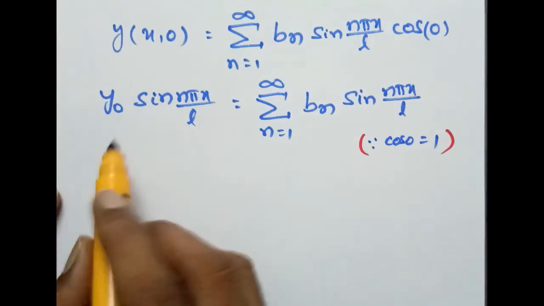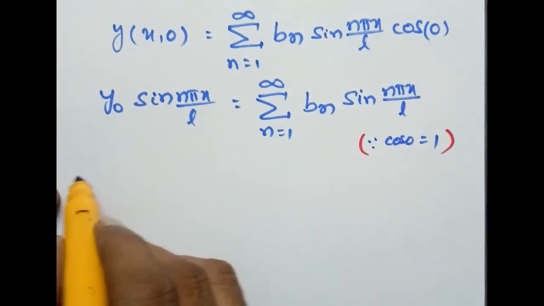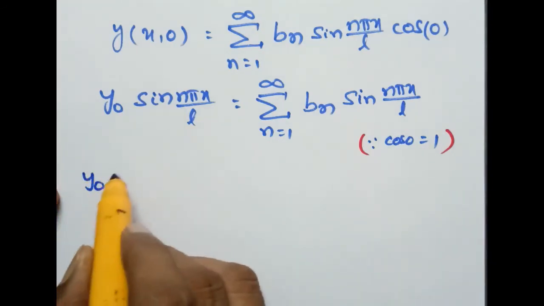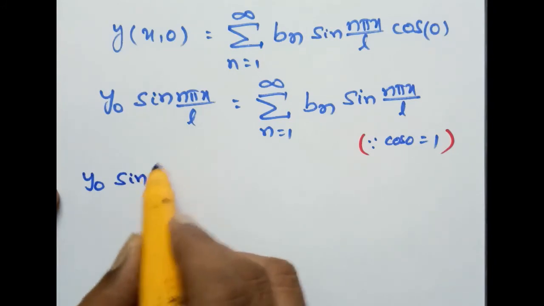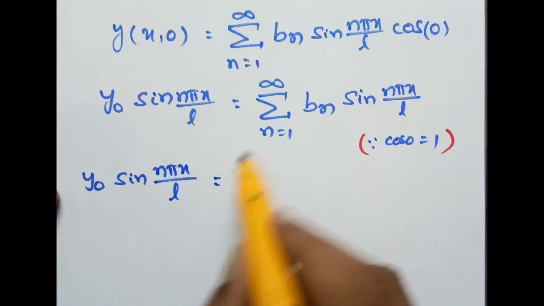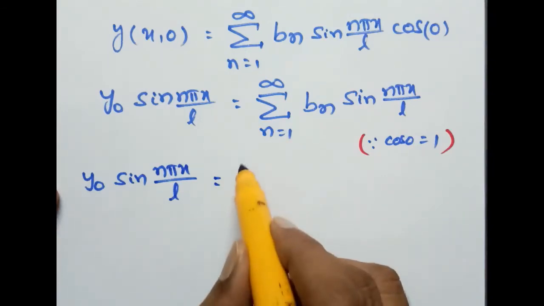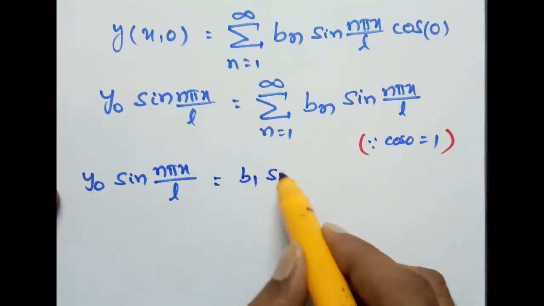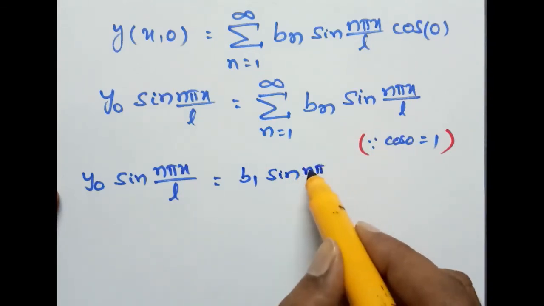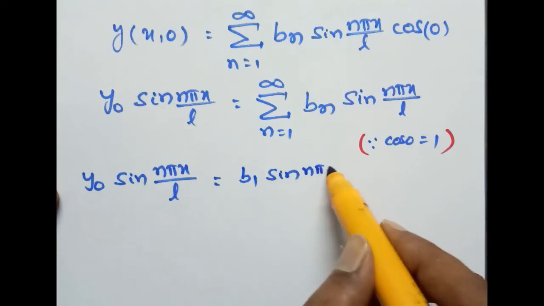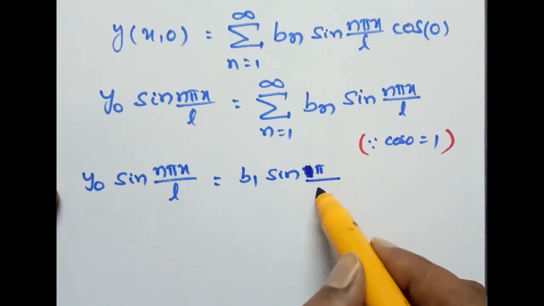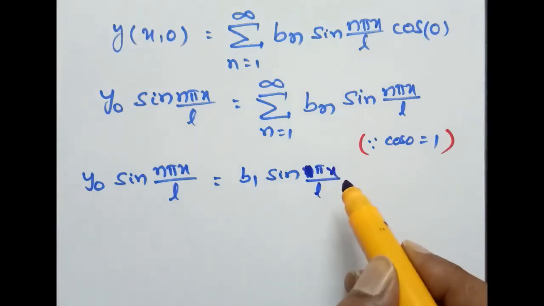You see here this can be written as y naught sine n pi x by L is equal to, put n equal to 1, b1 sine 1 pi by L into x.